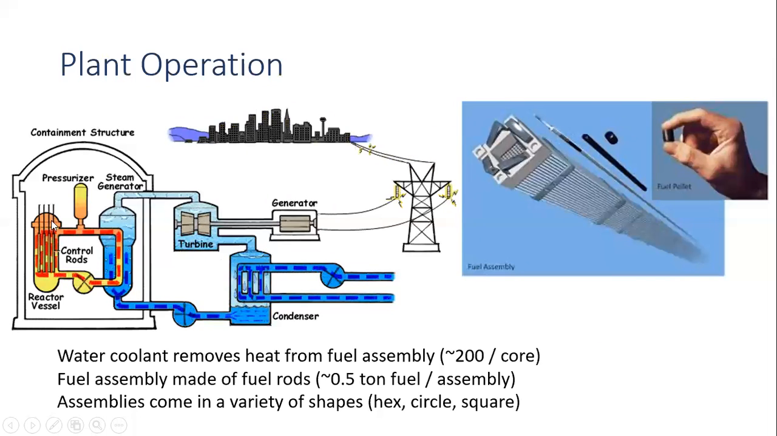In this nuclear reactor, we have the reactor vessel, control rods, and pressurizer, and this is the steam generator. After that, the reactor is connected to the turbines, the turbines to generators, and this is the condenser. This is the overall operation of the nuclear power plant.